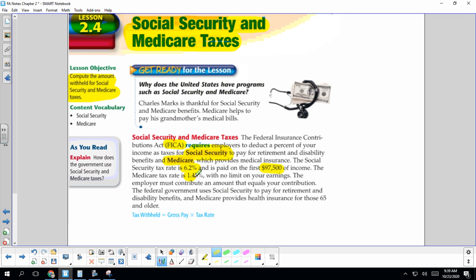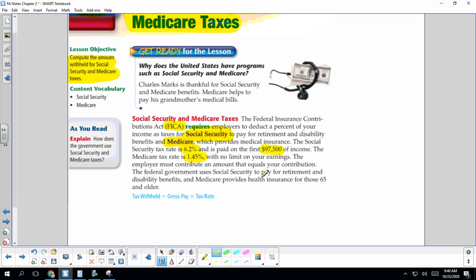Medicare tax is 1.45% with no limit on your earnings, so you pay it no matter what. The employer must contribute an amount that equals your contribution. The federal government uses Social Security to pay for retirement and disability, and Medicare provides health insurance for those 65 and older, as I have learned with my parents, who are now both on Medicare.